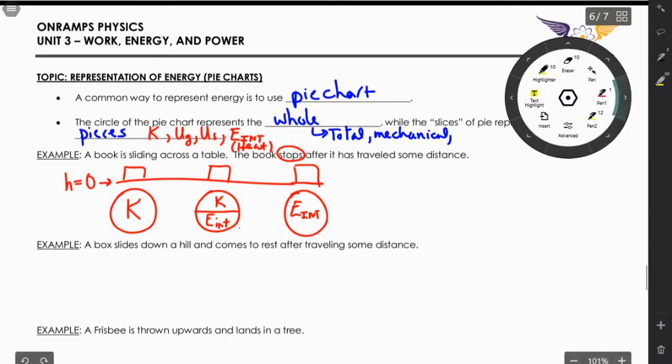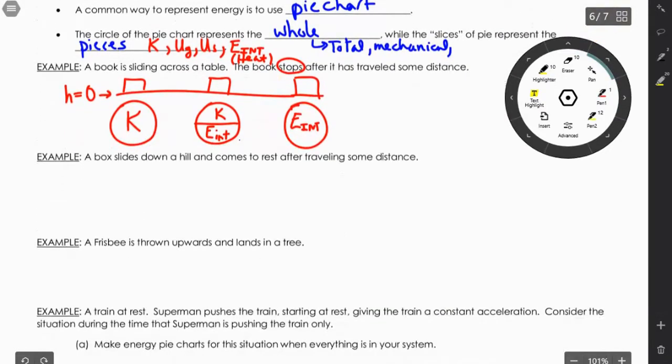Now, if we look at the next one, we're going to have a box sliding down a hill and then coming to rest. We're going to assume that this whole surface has friction, which means for each diagram, we're going to have some sort of internal energy.